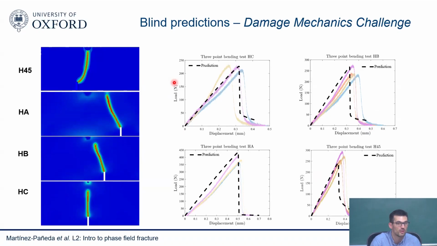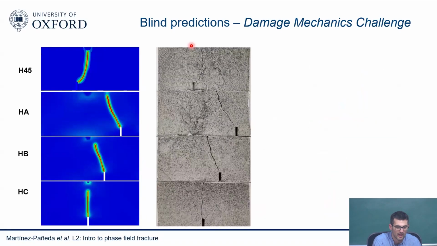I mean, again, these are fully blind predictions. We had no idea about this data. But as you can see, we seem to be in good agreement. We're not always in perfect agreement, but there's also a bit of scattering in the experiment. So we were quite happy. And then they released the crack patterns as well. I don't know if you can see them clearly there, but again, I believe it's a very good agreement.